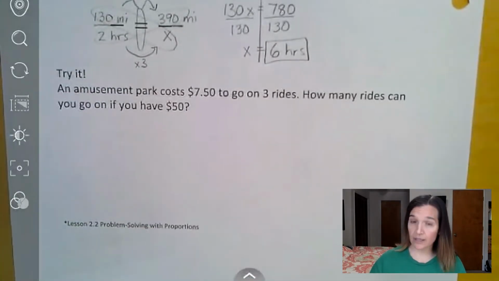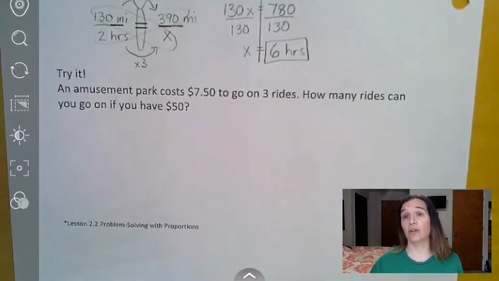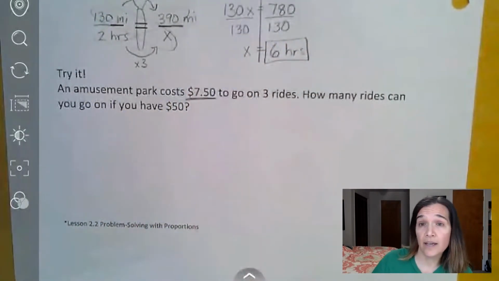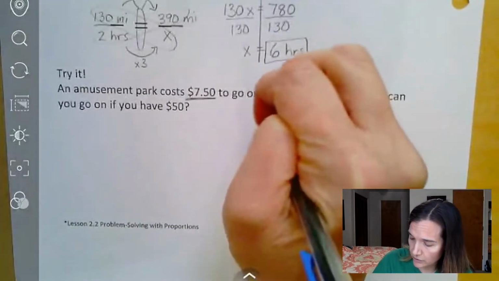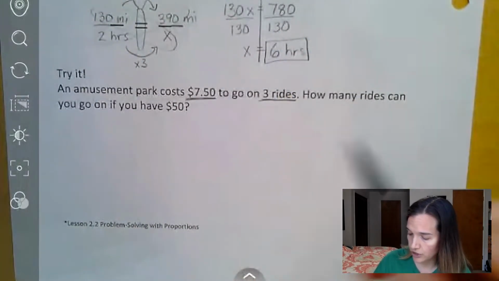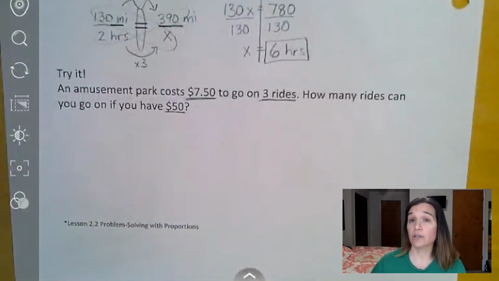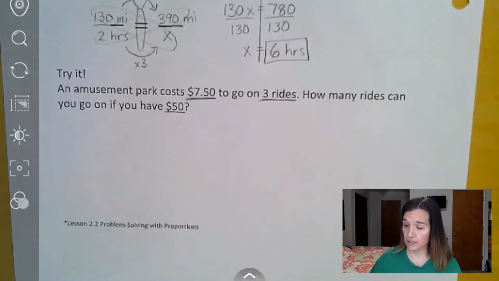Okay, so again, I'm going to underline the numbers I have along with their units. $7.50 is dollars. And we've got 3 rides, so it's not just 3, it's 3 rides. In my question, I have $50. Okay. So now again, I decide, do I want dollars in the numerator or in the denominator? And then rides has to go in the opposite.